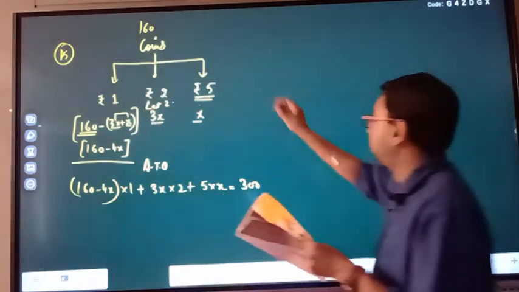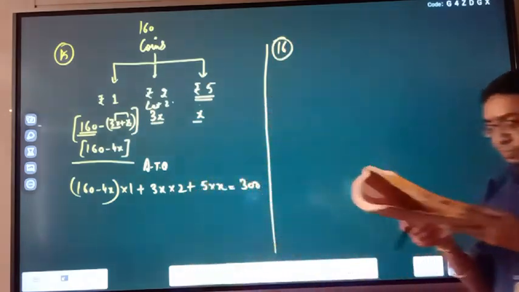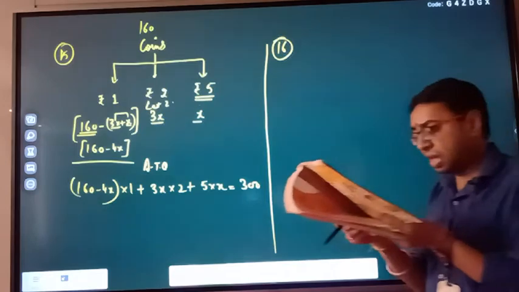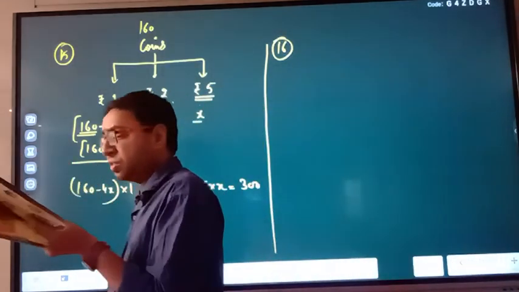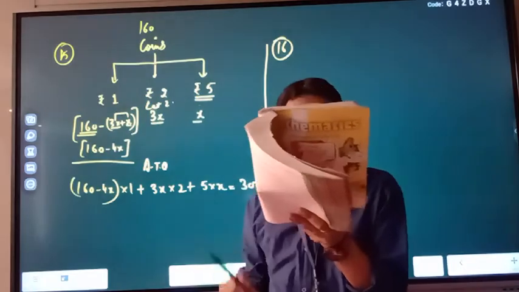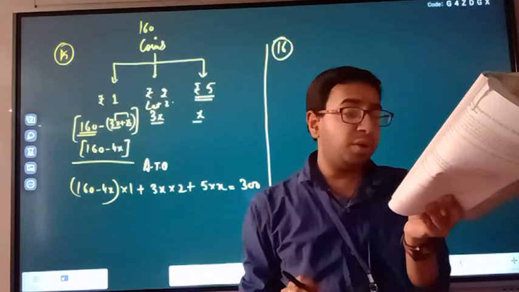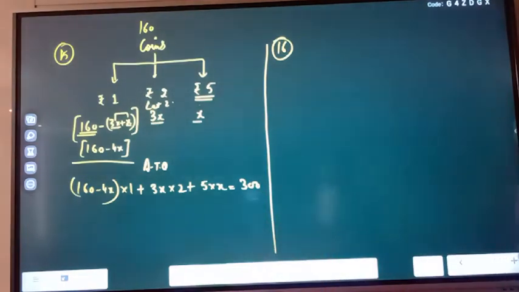Last question, question number 16. The organizer of an essay competition decides that the winner in the competition gets a prize of rupees 100 and the participant who does not win gets a prize of rupees 25. The total prize money distributed is 3,000. Find the number of winners, if the total number of participants is 63.